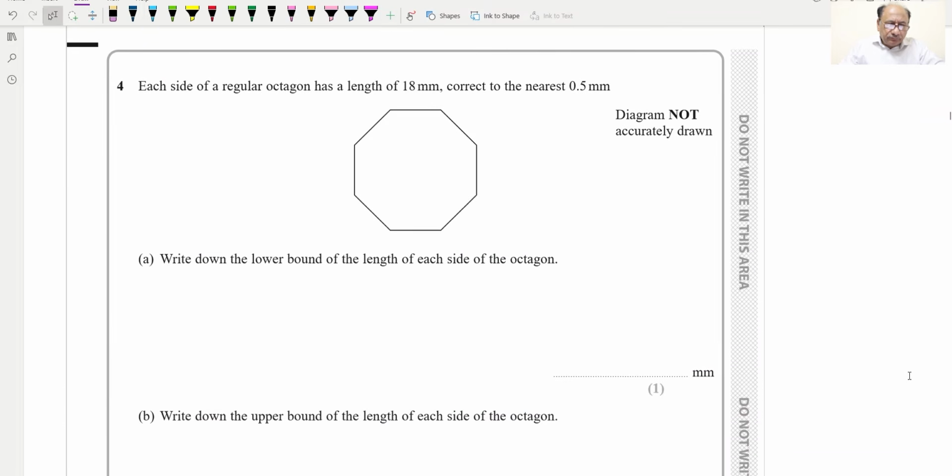Now question number 4. Each side of a regular octagon has a length of 18 millimeters, correct to the nearest 0.5 millimeter. Diagram not accurately drawn. Part A: Write down the lower bound of the length of each side of the octagon. So we know this is to the nearest 0.5 millimeter, so we divide 0.5 by 2, and we will be adding and subtracting. So it will be plus minus 0.25.